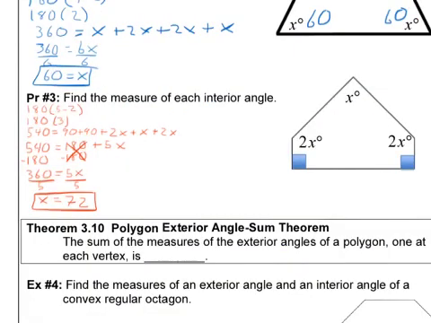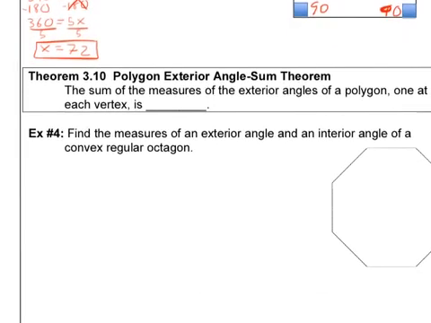Okay, so I did the algebra to find out that the sum is 540, and then I said all the angles have to add up to 540. So 540 equals 180 plus 5x. Did the math, and I end up with x equals 72, which means that this guy is 72. This is 2 times 72, which is 144, 144, and then of course these guys were 90 from the start. Okay, very good.